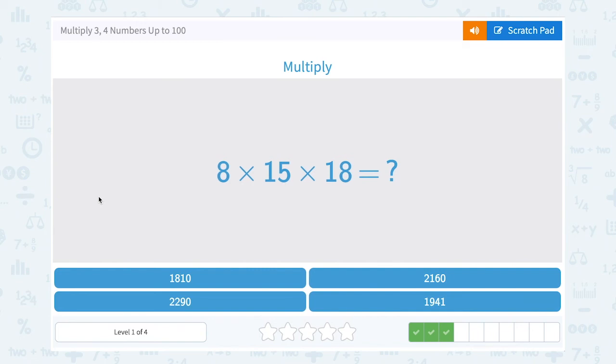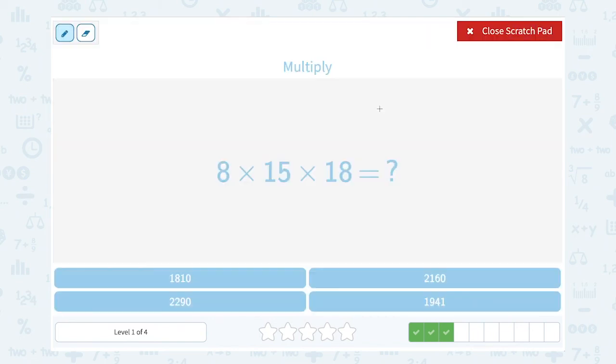Eight times 15 times 18. Okay, let's multiply the first two first. I'm going to say 15 times 8. Okay, well, 8 times 5 is 40, so I'm going to put my 0, carry the 4. 8 times 1 is 8, plus the extra 4 makes it 12. So this is going to give me 120.